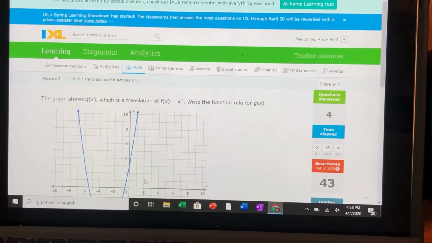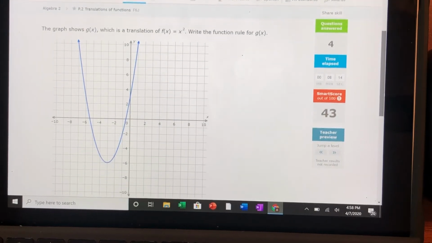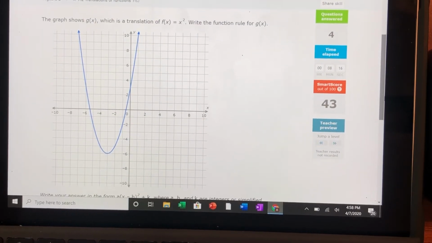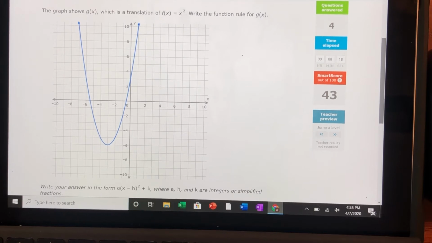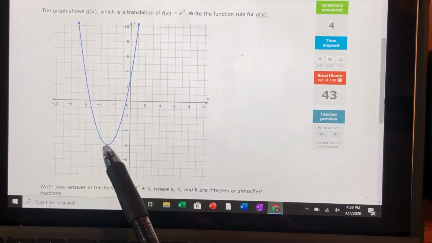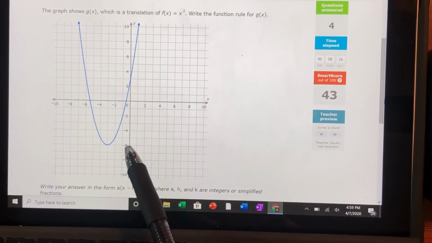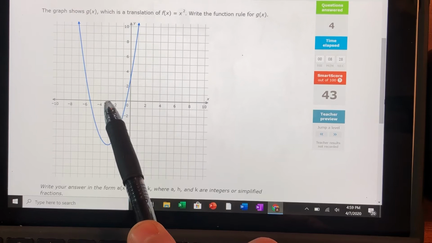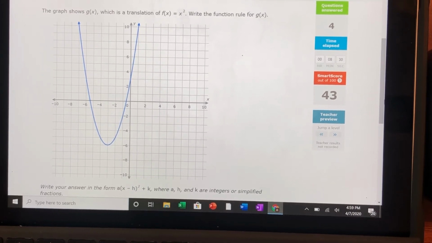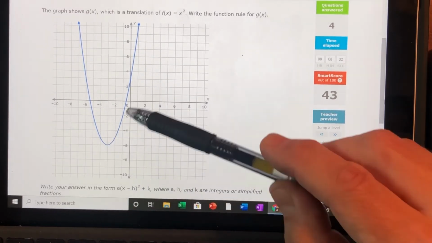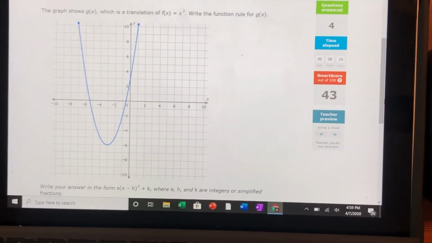Okay, we're up to a 43. All right, let's try 1 or 2 more and then we'll be done here. All right, let's take a look at this one. This is a parabola, so we're going to be using x squared, but this one has been shifted, let's see, 1, 2, 3 units to the left and 6 units down. So 3 units to the left would be x plus 3 quantity squared, and then we'd have a minus 6 on the bottom.